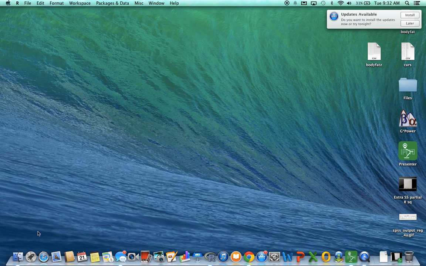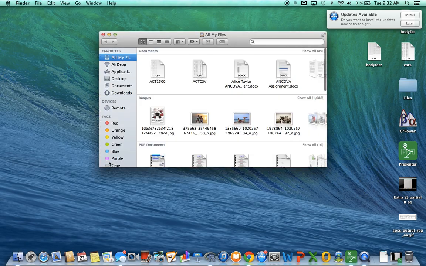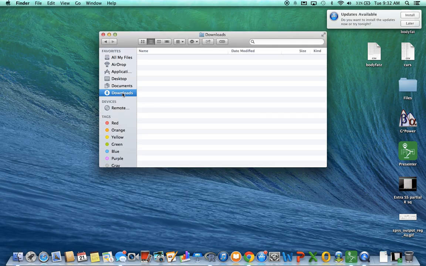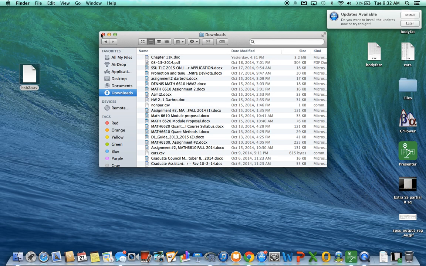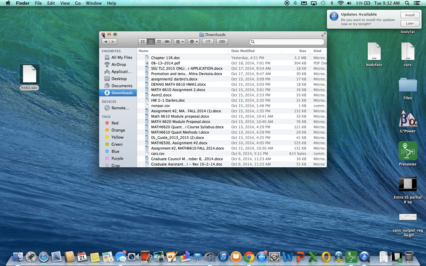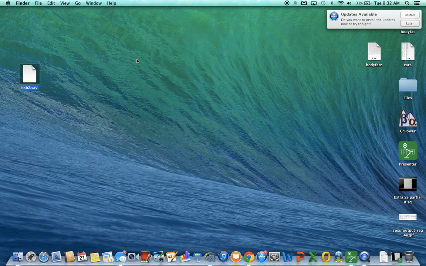Now, on the Mac, I can go over here to my download, and there's HSB2, which I can bring to my desktop. The reason I want to bring it to my desktop is that's where I'm going to set my working directory when I get into R.